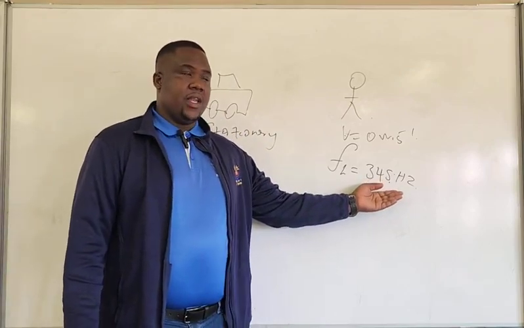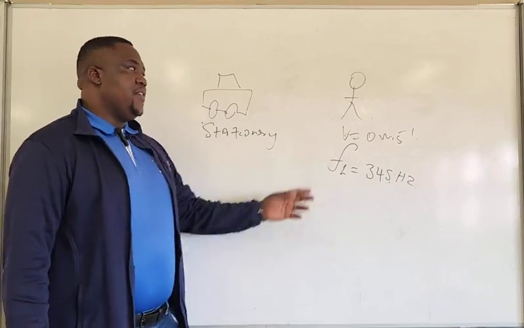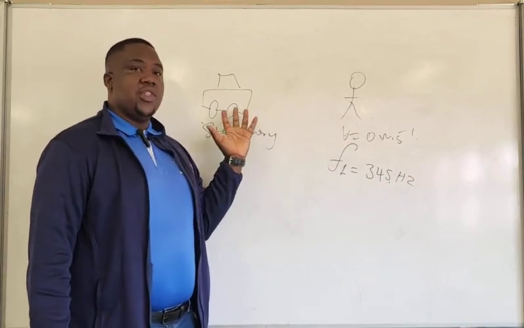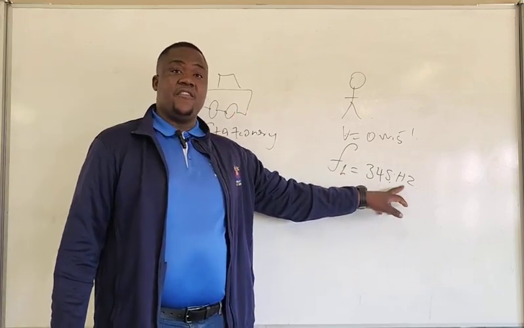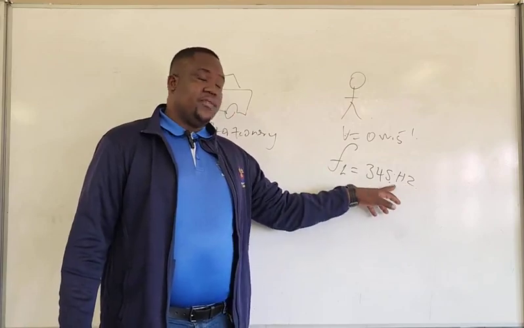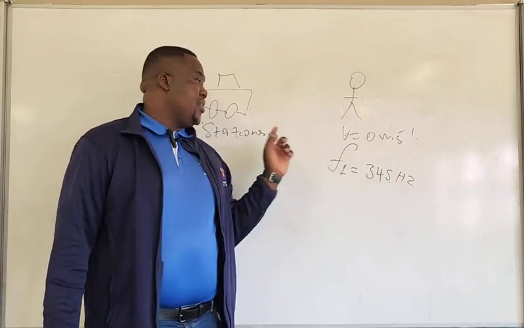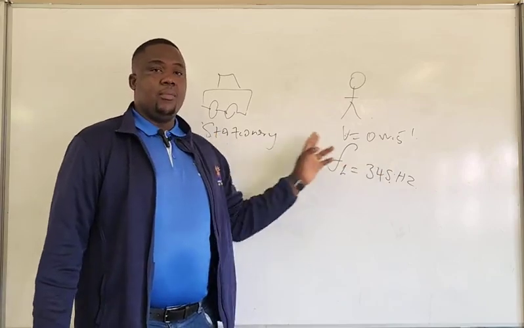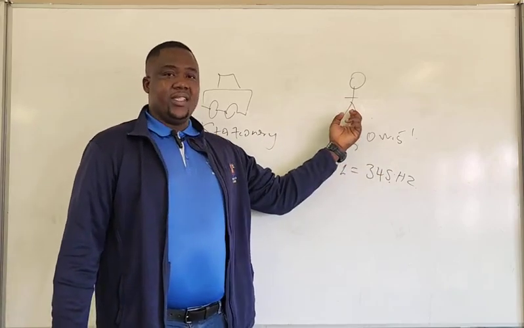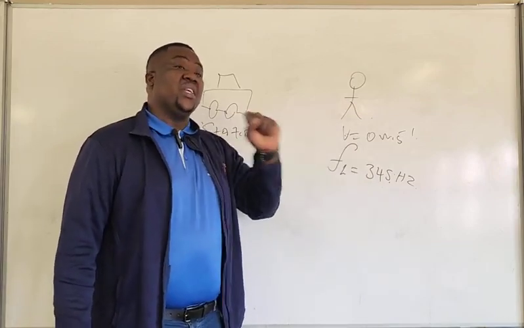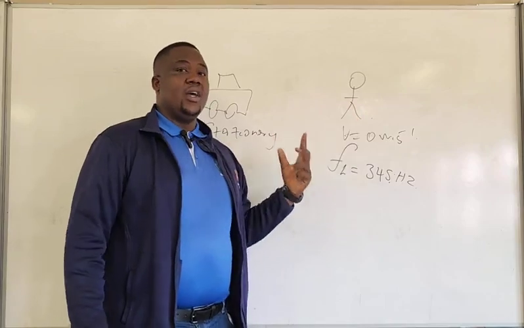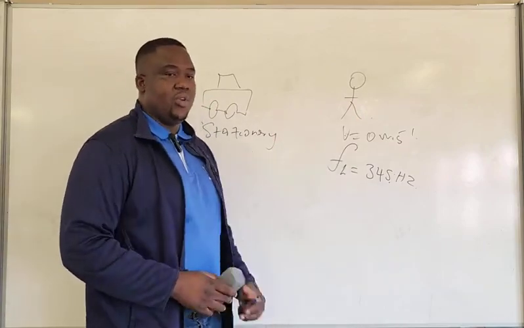I repeat for the last time: if the listener and the source are both stationary and you are told that the frequency of the listener is 345, it means this 345 is also the frequency of the source, because they are both stationary. What this listener is going to hear is what is originally produced, because both of them are stationary. So take note of that.